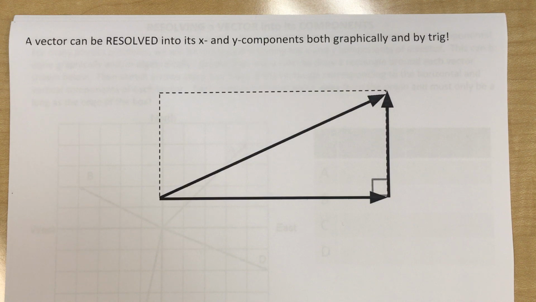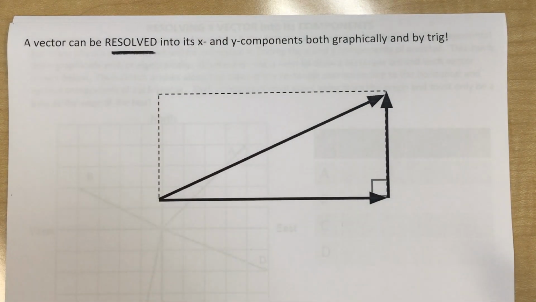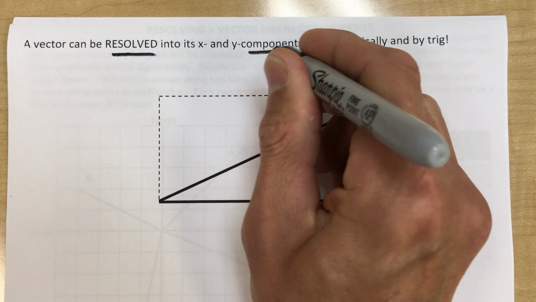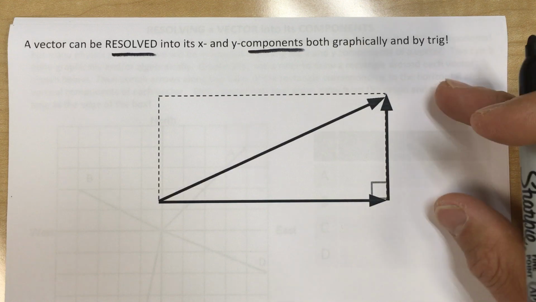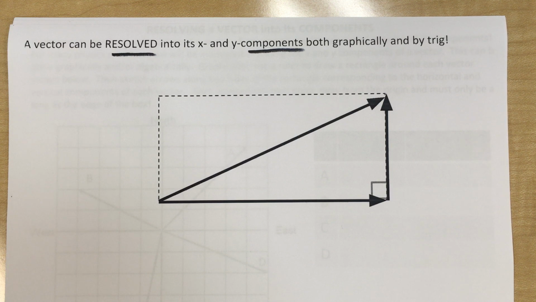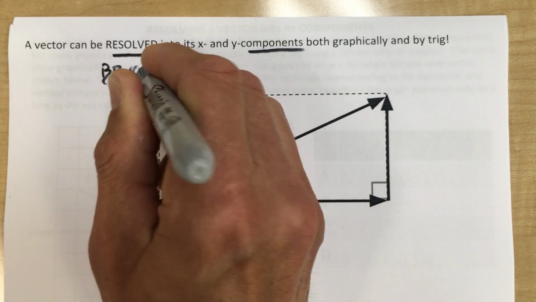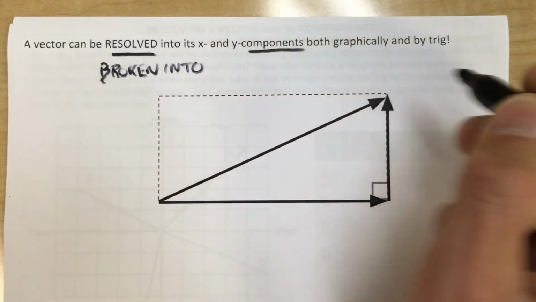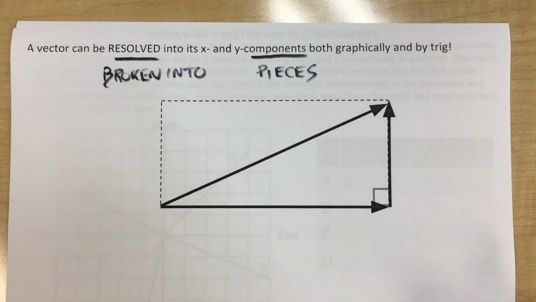I want you to understand that a vector can be resolved into its x and y components. And this is something that can be done both graphically, that is through a picture, and also by trigonometry, that is through math. So what does it mean to say that you can resolve a vector? It means you're breaking it into its pieces. Okay? So when you say resolved, you mean broken into pieces. And so components are just another word for pieces.